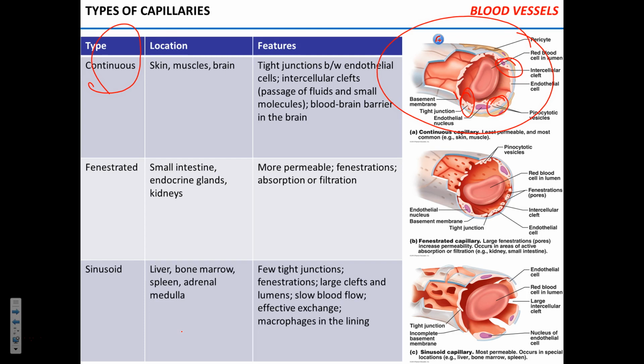And then, more permeable type of capillaries is fenestrated. Okay? Intestines, endocrine glands, and kidneys. Now, intestines, what happens there? Nutrient exchange, a lot of it. Okay? So, that requires increased permeability of the capillary. Endocrine glands. Hormone production. Again, requires increased permeability of the capillary.